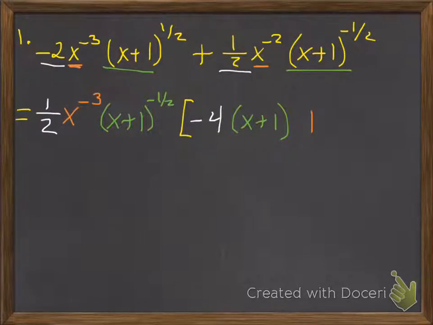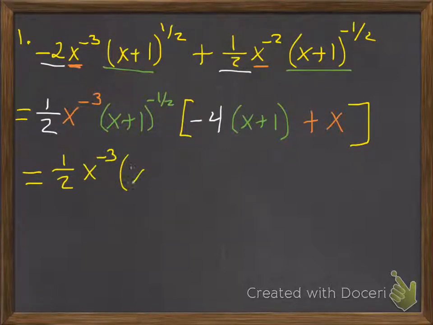We factored out x to the minus 3 from x to the minus 2, so we're just going to have x to the first power left over, and we completely factored out x plus 1 to the minus 1/2. Okay, the last thing we're going to do is distribute in the yellow brackets and clean things up. So we have 1/2 x to the minus 3, x plus 1 to the minus 1/2.